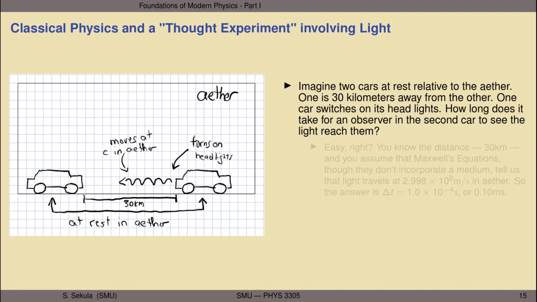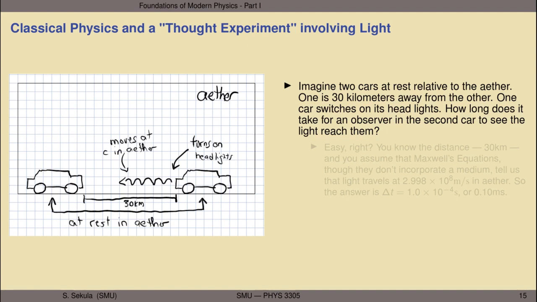But let's put a 30-kilometer gap between the front of the right car and the back of the left car, so that light, if it wants to go from the car on the right to the car on the left, has to cross this gap of 30 kilometers. Okay, fine. So we've placed the cars in the ether. The cars are at rest with respect to the ether, so they're in the frame of reference of the ether. And the car on the right switches on its headlights.